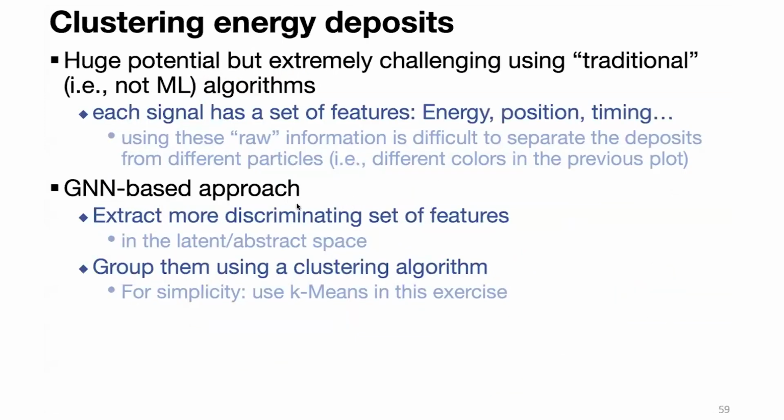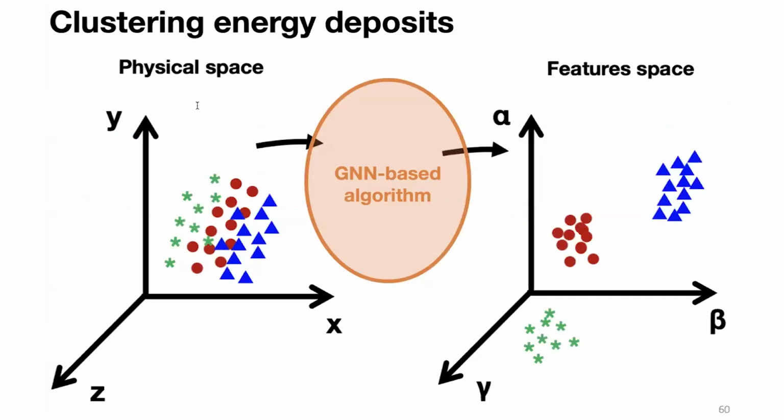So this is where AI gets into the game. I made this sketch to demonstrate what we want to do. This is what we have, the physical space. If we just use the information that we get from the detector, things overlap. Imagine that the different colors and shapes here correspond to the deposits from different particles. So we use a graph neural network-based algorithm that would allow us to transform these properties in the physical space, like spatial coordinates, to a new set of coordinates or features that allow us to better discriminate the deposits from different particles.